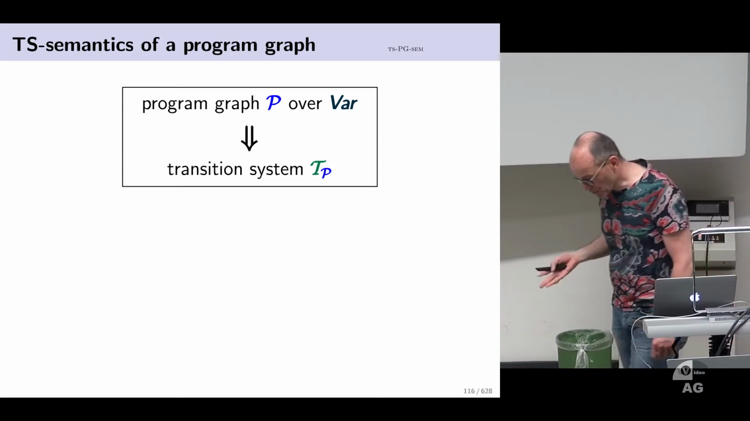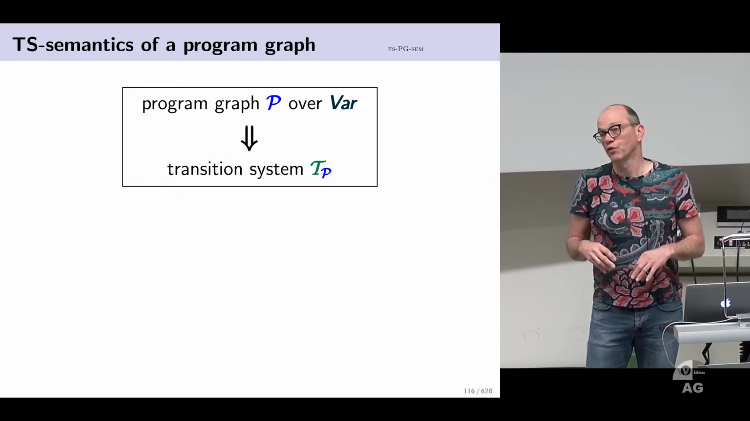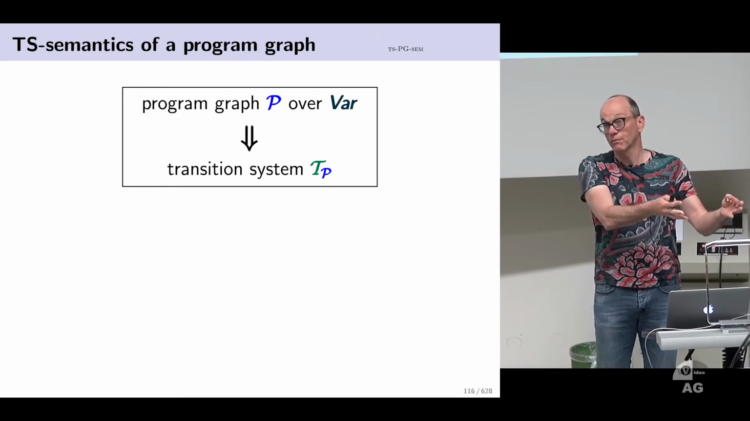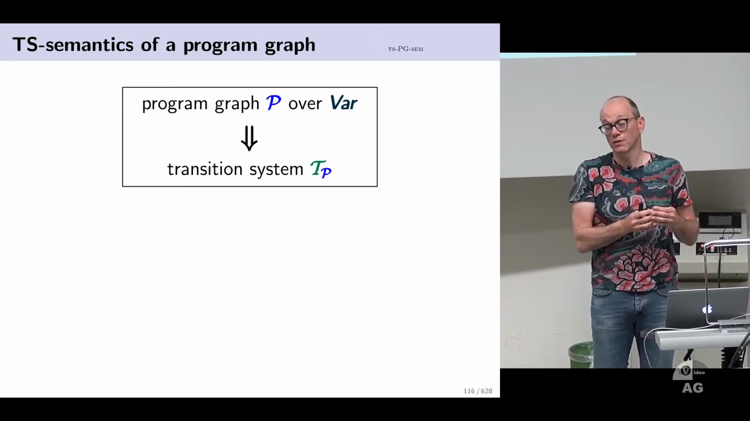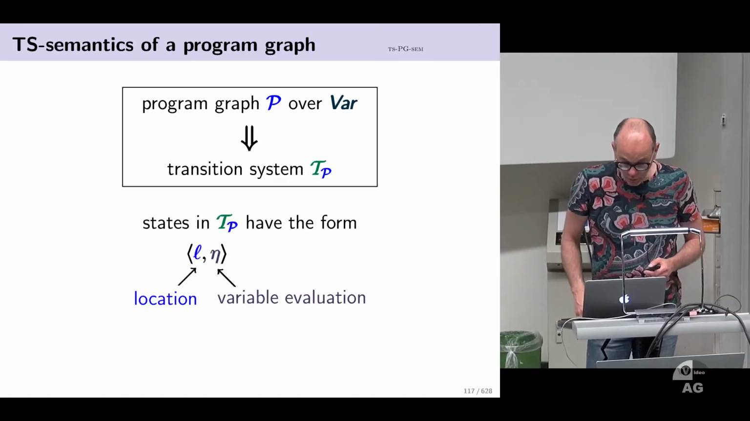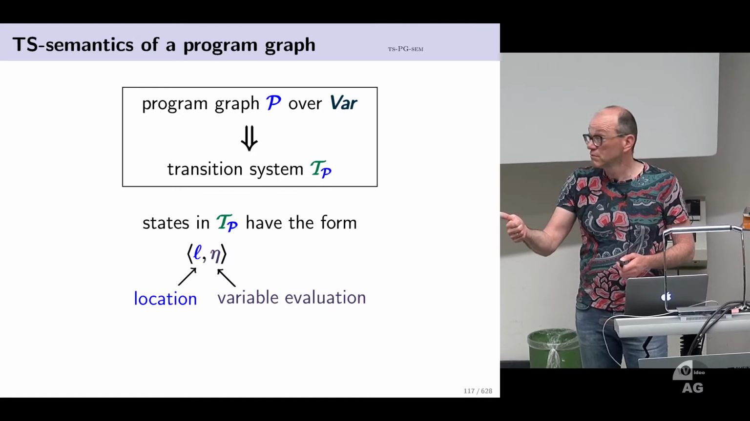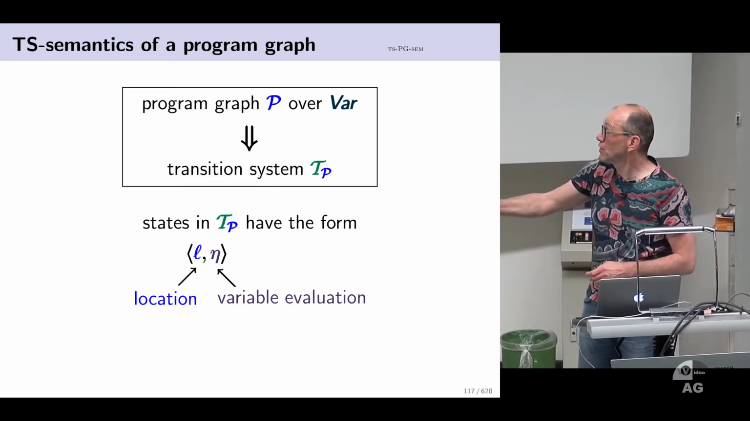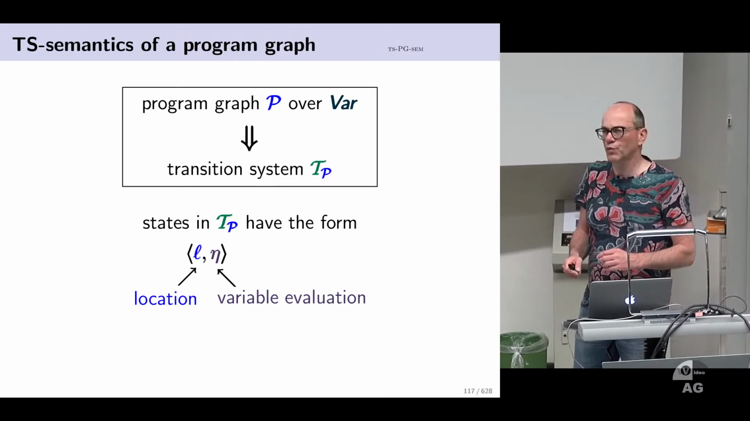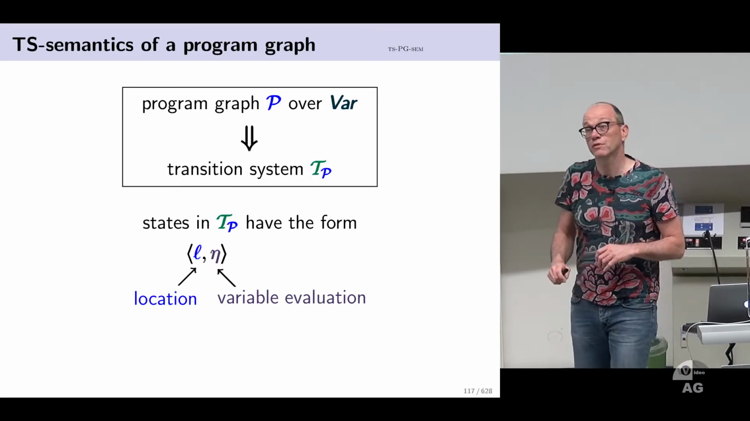The intention is that the transition system is going to contain all possible behaviors of your program. Very similar to the hardware circuit before, where the transition system models all possible behaviors of the hardware circuit, I now do the same for program graphs. Now, what are the states? I told you that the states actually contain two things, namely the program counter, which means locations, those vertices over here, plus the values of all the variables. What were the values of all the variables? Well, those were functions, right? So these are functions eta that map variables to values.